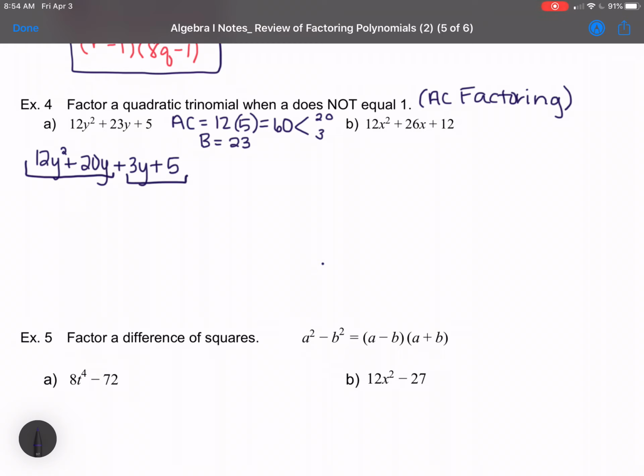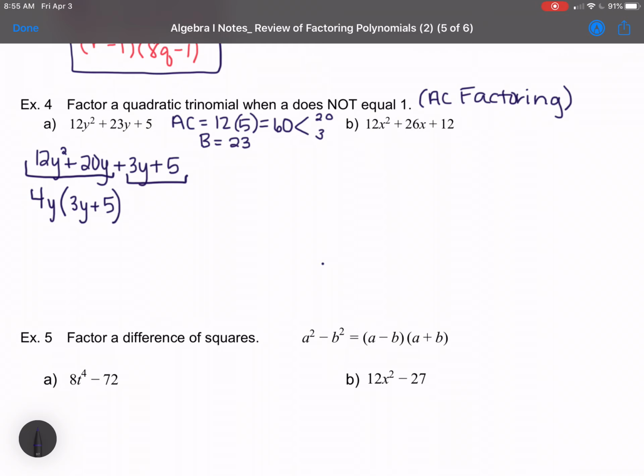So if we look for the GCF of 12y squared plus 20y, 12 and 20 are both divisible by 4, and they both have a y in common. So if we divide 12y squared by 4y, we're left with 3y. And then 20y divided by 4y is 5.